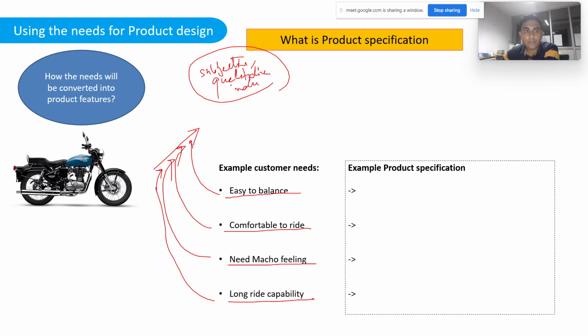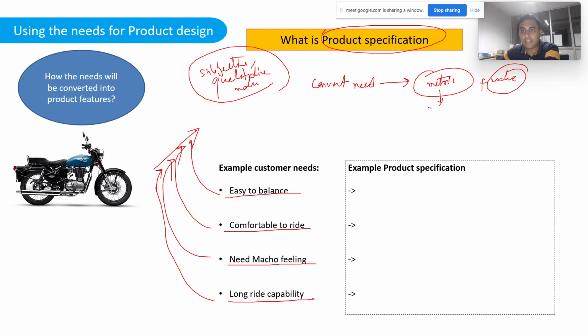So what we do is we come up with product specifications. Product specification is basically converting a particular need into a metric and a value. By metric I mean a scale, and value means your numerical value.